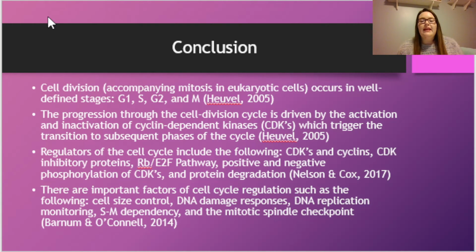This is where the cell is dividing. And the mitosis phase is broken into prophase, metaphase, anaphase, and telophase, which then results in cytokinesis, where that cell splits into the two daughter cells. The other part we talked about was the progression through the cell division cycle. It's driven by activation and inactivation of those CDKs, those cyclin-dependent kinases, which trigger the transition to the subsequent phases of the cycle. That's another way that the cell's regulated throughout the cycle.